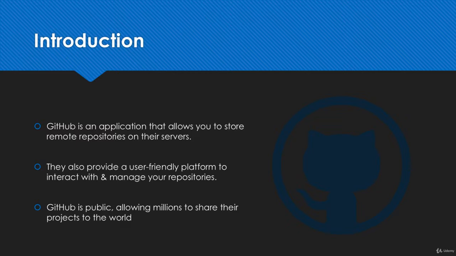So GitHub is, at its core, something that allows you to store your repositories on GitHub's shared servers. So it allows you to turn your local repositories into a remote repository. Now, obviously, anyone can create something like that, but what really sets GitHub apart is it gives you all of these opportunities, benefits and tools to interact with your repository in a user-friendly way. It's public. GitHub is a public platform which allows millions of users to share their projects to the world and interact with them in a user-friendly manner. So that's what GitHub is at its core.